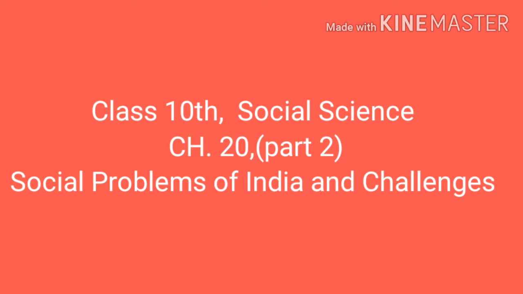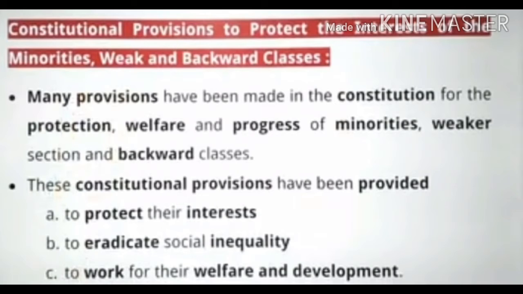Let us continue with chapter 20. Today we are going to learn about the constitutional provisions to protect the interest of the minorities, weak and backward classes. Many provisions have been made in the Constitution for the protection, welfare and progress of the minorities, weaker sections and backward classes. Now these constitutional provisions have been provided to protect their interest, to eradicate social inequality, and to work for their welfare and development.